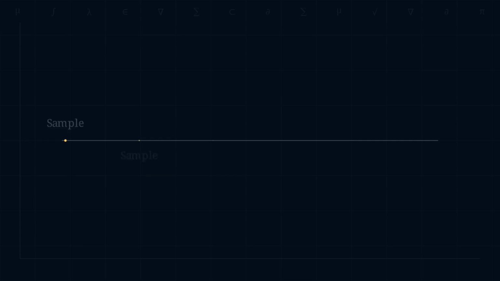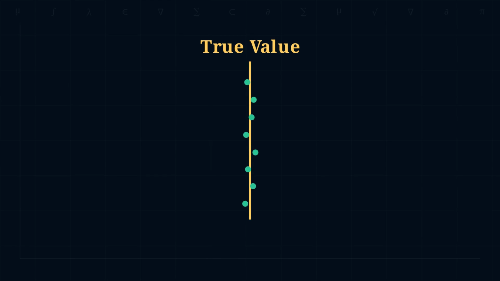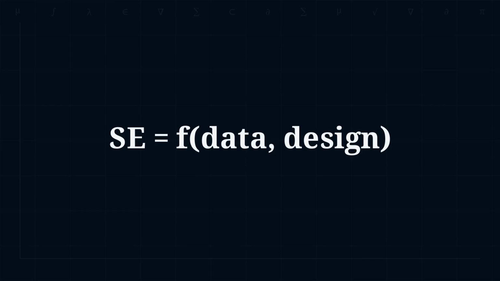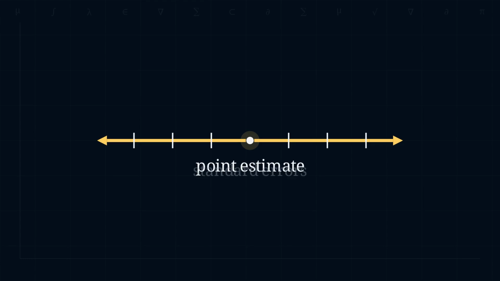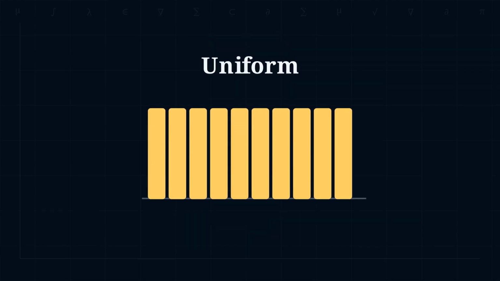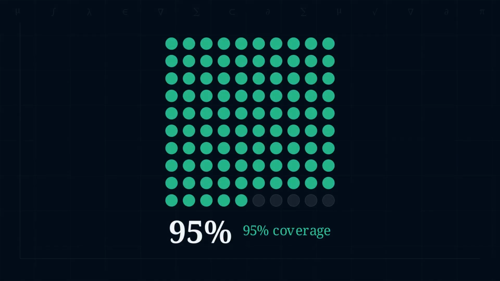Your estimator has a sampling distribution, meaning if you could repeat the sample over and over, the estimate would jitter around the true value in a predictable way. The typical size of that jitter is the standard error, which you can compute or estimate from the data and the design. The interval takes the point estimate and steps out by a few standard errors in each direction, where the step size depends on how much coverage you want and what distributional shape you assume. The design of the interval, not the specific data alone, is what creates the coverage guarantee.